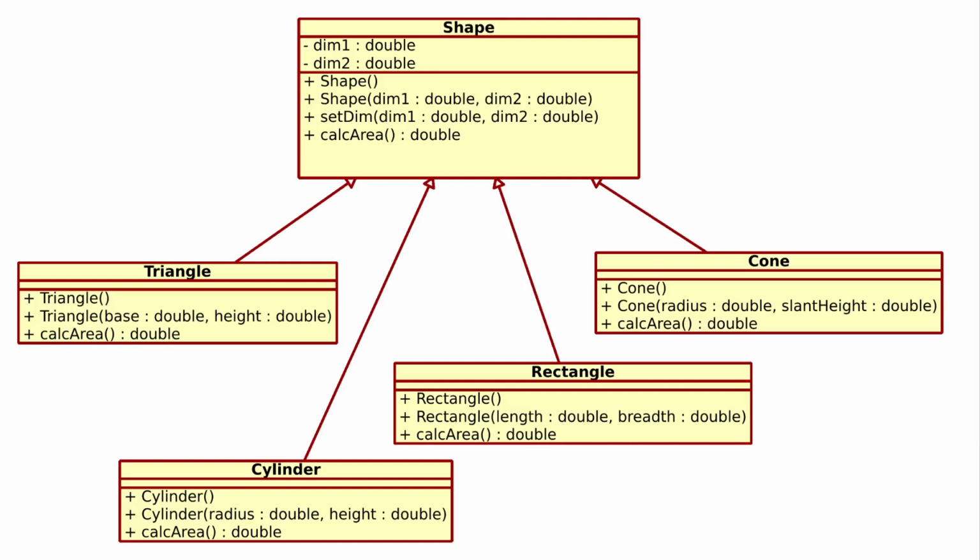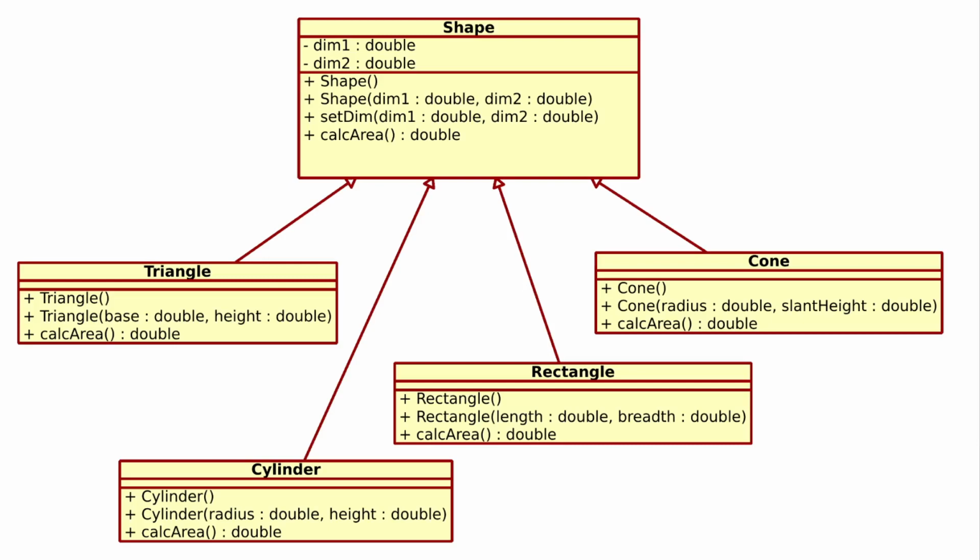Out of all these operations, except calculating the area, the remaining operations are the same, but the names of the dimensions vary slightly from one shape to another. In the case of triangle, we call them base and height. In the case of rectangle, length and breadth. Cone, radius and slant height. In the case of cylinder, radius and height. But everywhere, those two are the dimensions. So, the set dimensions method is perfectly alright.